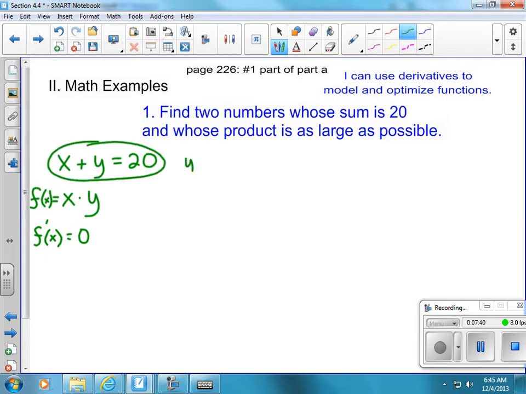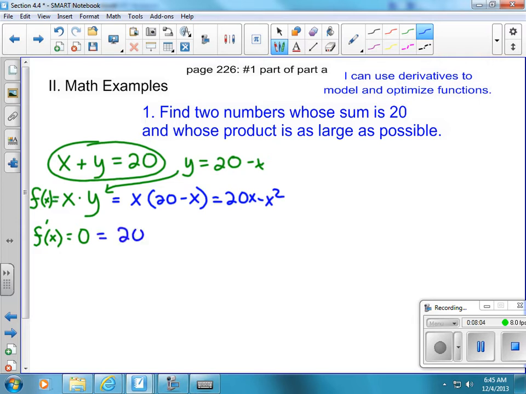We can write y in terms of x. If we subtract x from both sides, we get y is 20 minus x. So let's plug that in here and look at our new equation. x times 20 minus x, or 20x minus x squared. Okay, let's use that equation. Take the derivative of it, which is 20 minus 2x, and let's set that equal to 0. When we set that equal to 0, we get x equals negative 20 over negative 2, or 10. x equals 10.